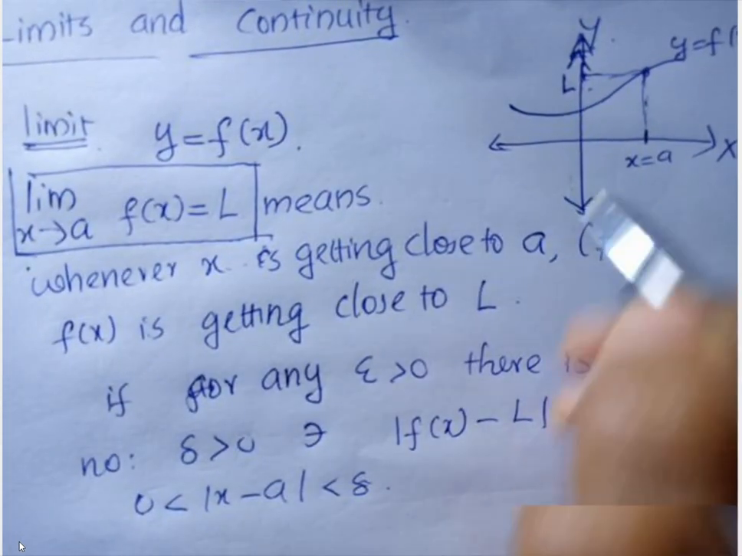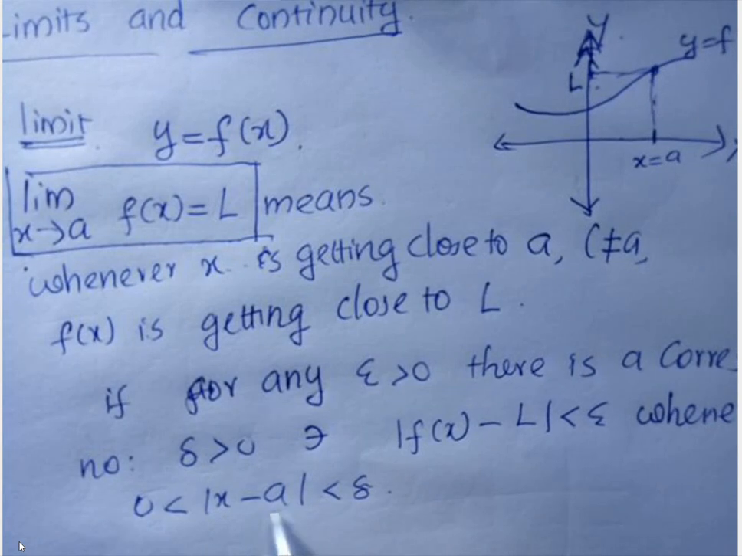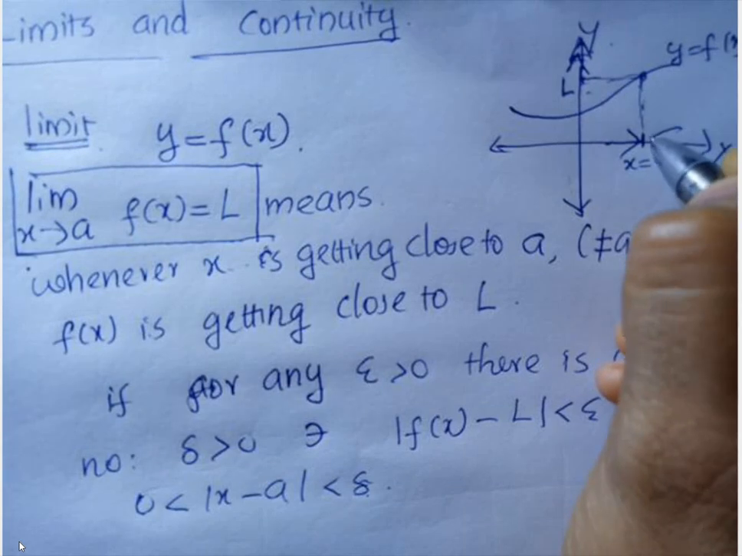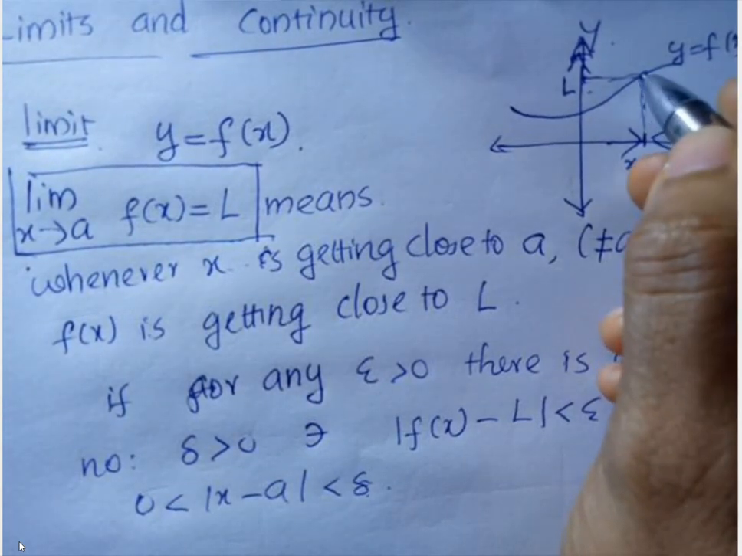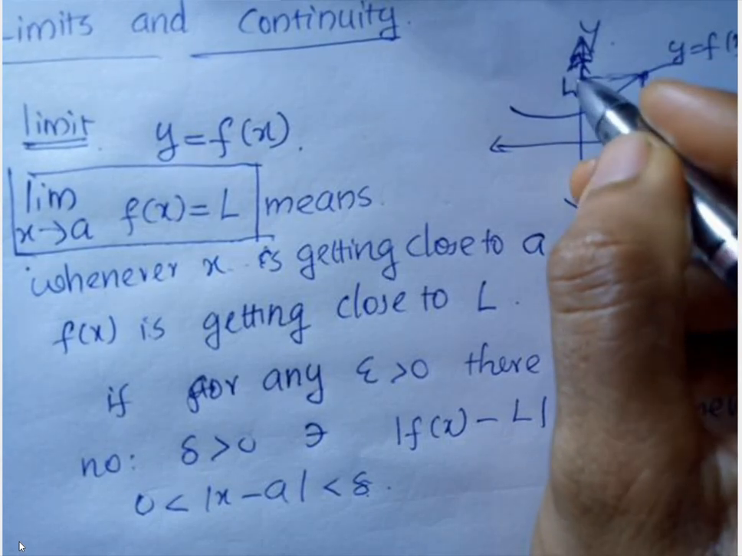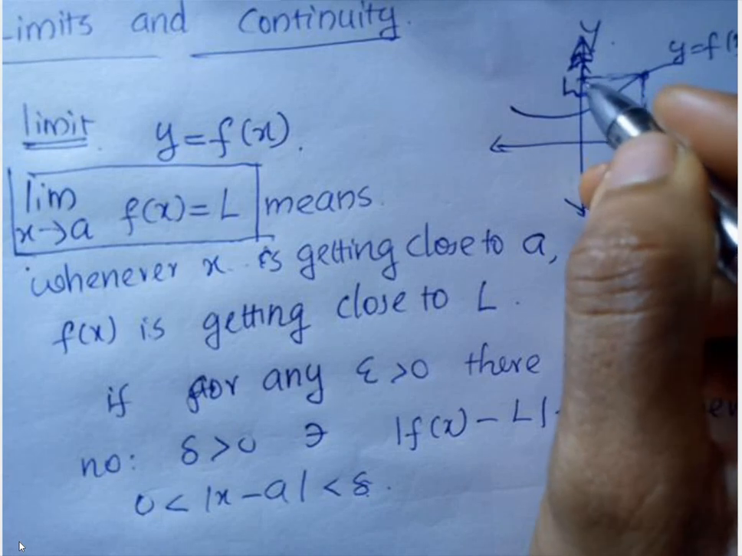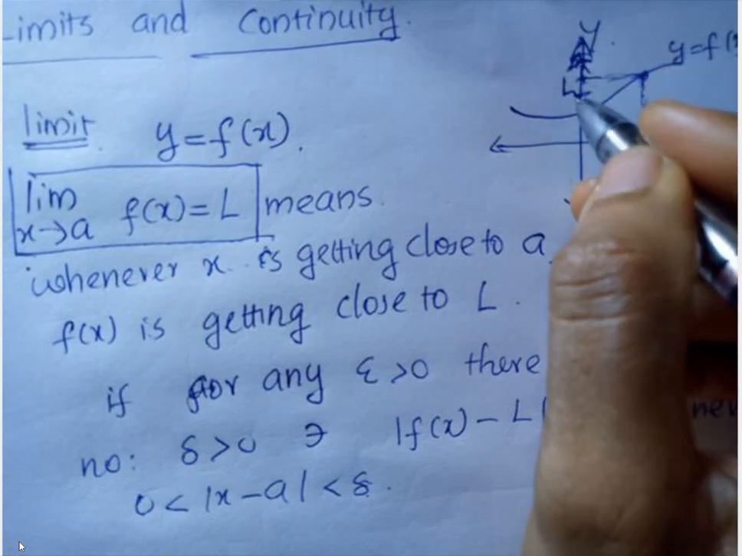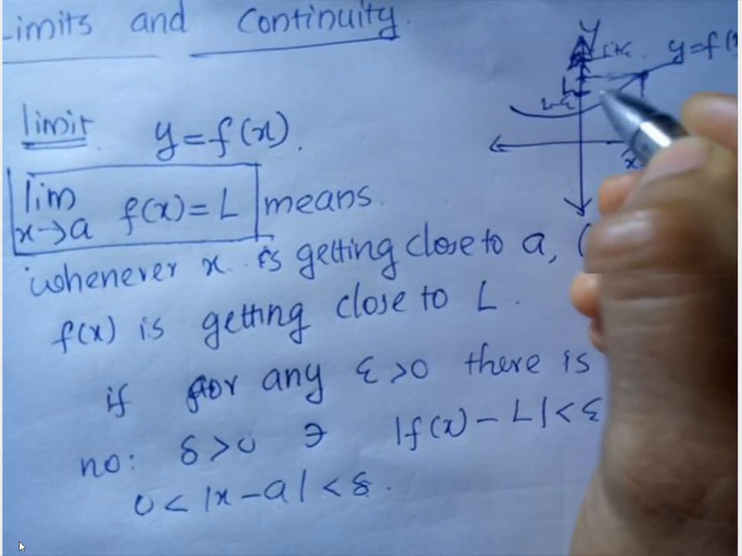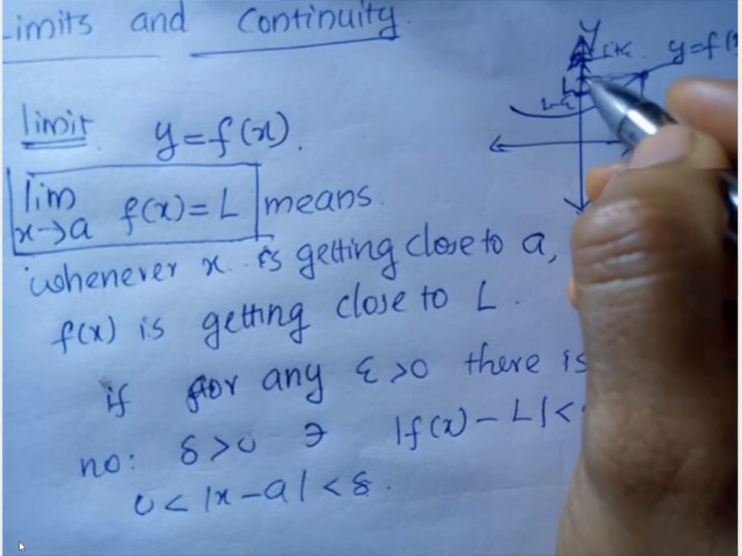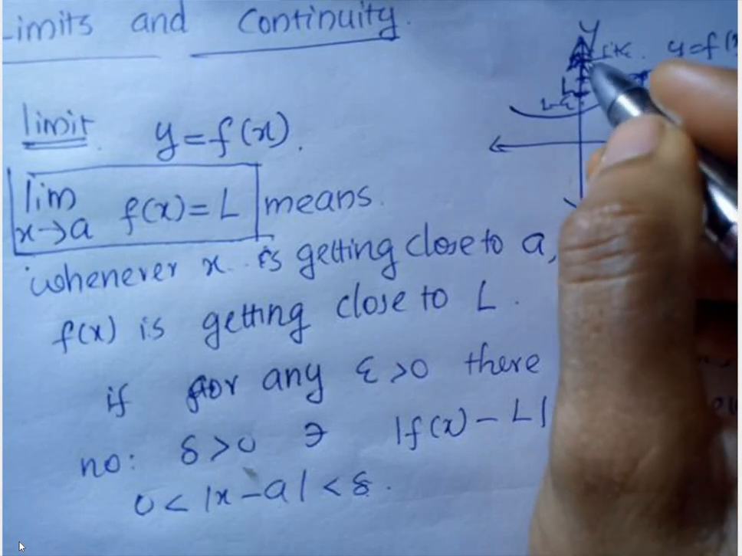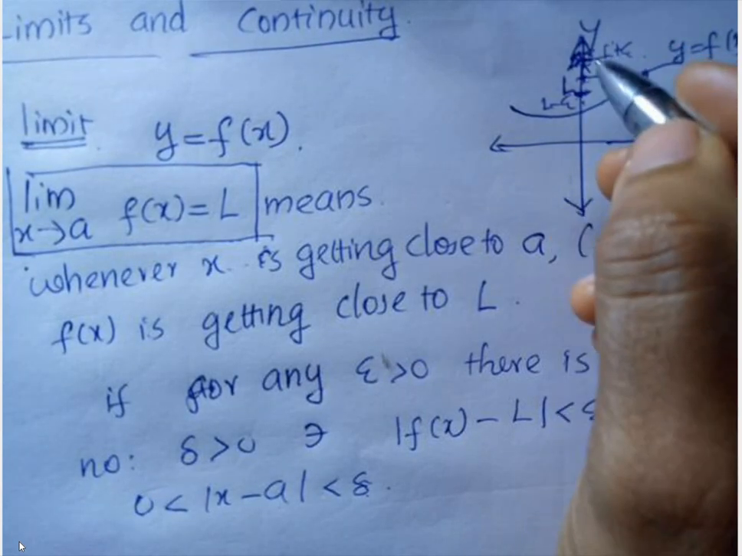That is, whenever mod x minus a is less than delta, meaning x approaches a from the right-hand side and from the left side, f of x approaches L. So f of x must be in the epsilon neighborhood of L. This point is L minus epsilon and this point is L plus epsilon. So f of x lies in this neighborhood, L minus epsilon to L plus epsilon, right?